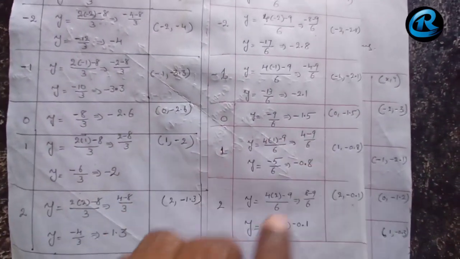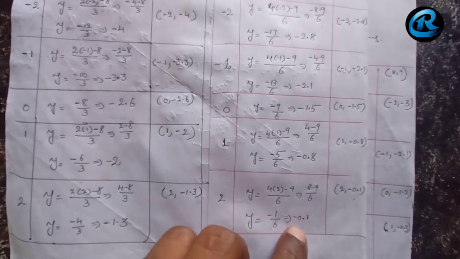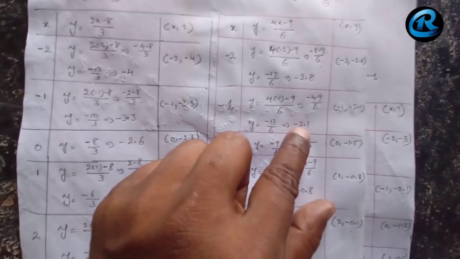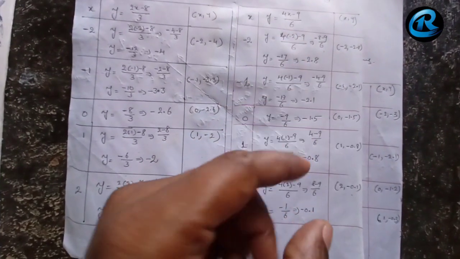Simplify చేయండి, మీకు సేమ్ వస్తుంది. If x equal to 2, the y value is minus 0.1. After the decimal point, you have to take only one digit, because if you get 2 digits, it cannot be represented on the graph. So now you got 2 tables, for equation number 1 and for equation number 2.